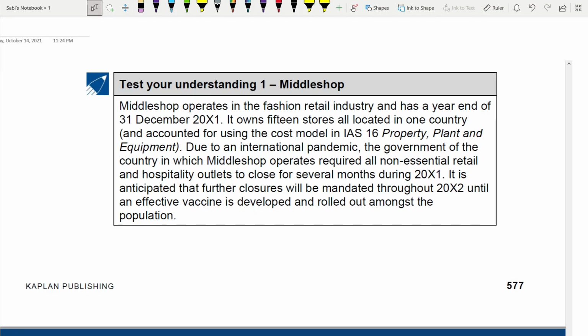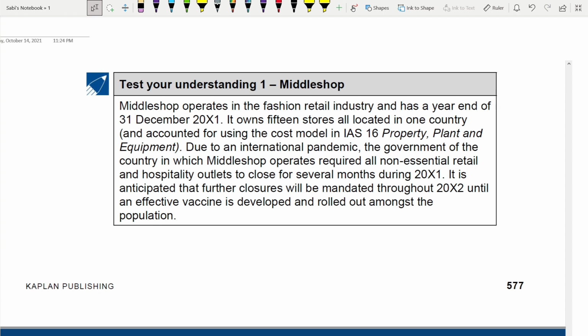Now let us go through Test Your Understanding 1 to better understand this scenario of the current issue. This is relating to a pandemic, and how a pandemic can have an effect on the fashion industry. Test Your Understanding 1 covers a question on natural disaster, which is a current issue, and how it is going to affect your financial statements. Okay, so let's read.